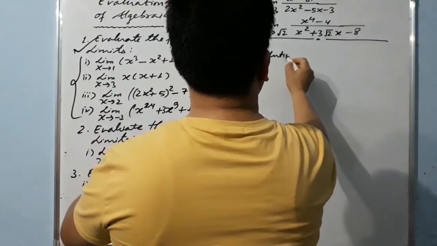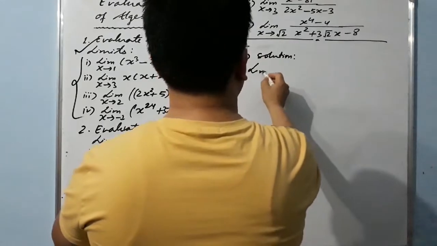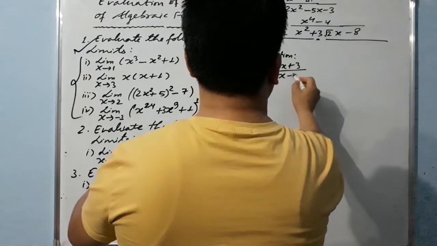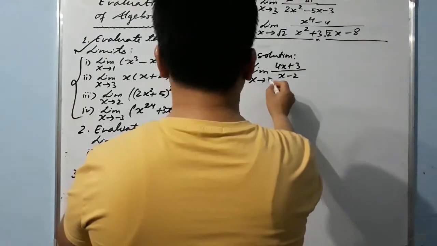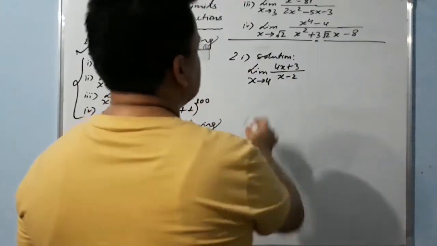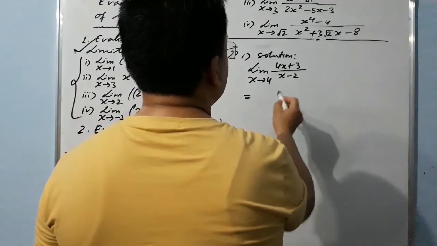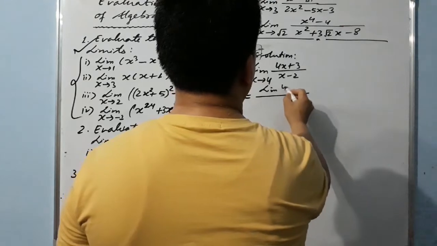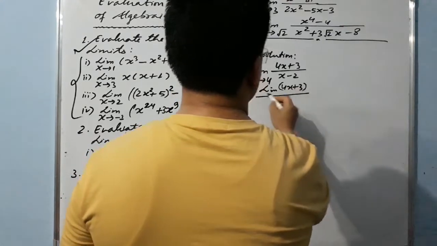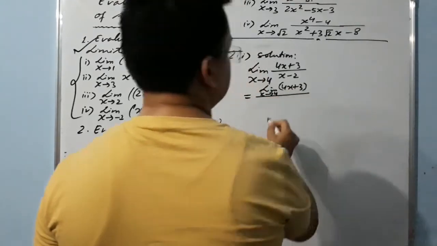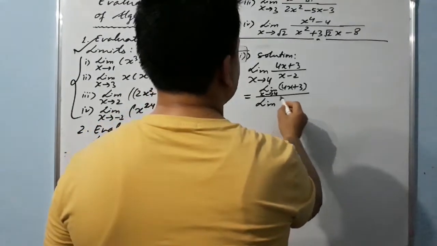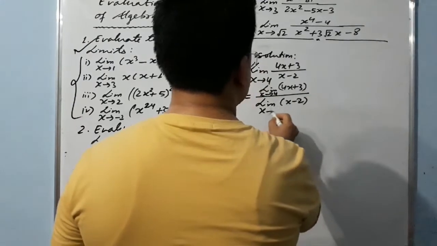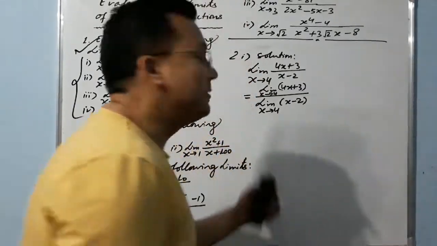Solution. The limit of 4x plus 3 upon x minus 2 as x tends to 4. And we can write down, see, the limit of 4x plus 3 as x tends to 4, upon the limit of x minus 2 as x tends to 4. How can we write this down?